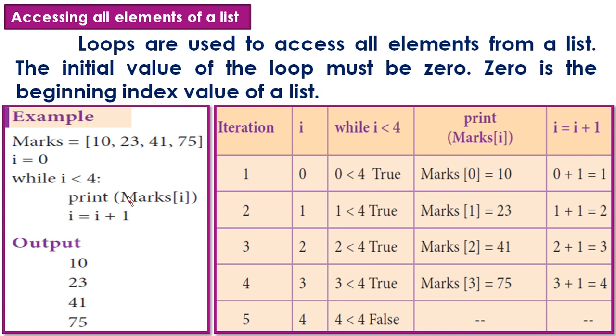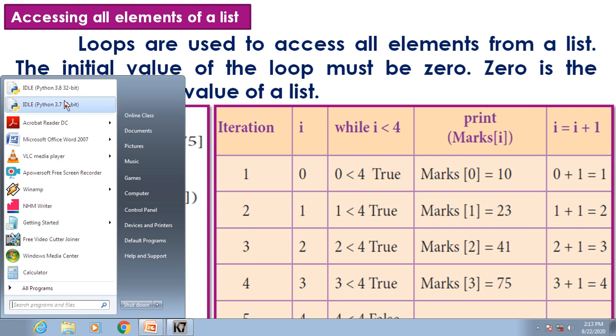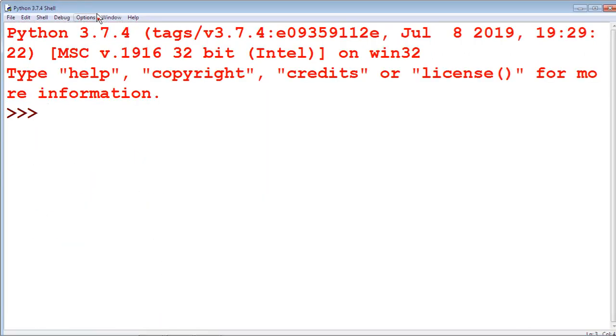In the second step, 1 is compared with 4. So the condition is true, 1 less than 4 is equal to true. So the second value, marks of 1, is printed here. Now I value is incremented by 1 and becomes 2, and so on. When it reaches 3, 75 is printed. When I value becomes 4, the condition becomes false and the loop is terminated. This example, we can see by using the IDLE window.